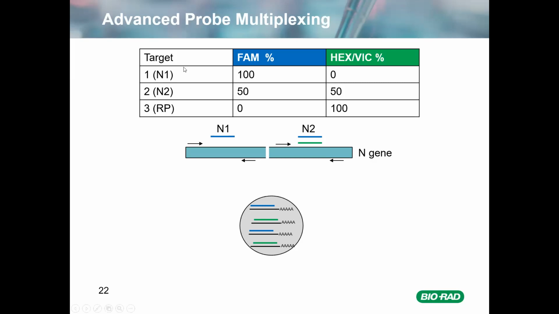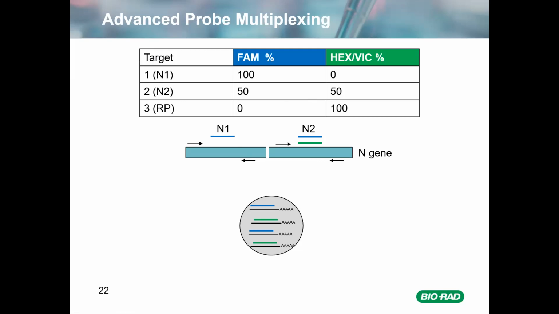So in this case, we've got our N1, our N2, and our RP gene, so target 1, 2, and 3. Now for target 1, which is N1, this is going to be 100% FAM. Okay, so the only probe in there is a FAM probe, and that's going to be amplifying for FAM fluorescence. Our target 3, which is RP, is going to be 100% HEX. So if you think back to the duplex assay that I showed, N1 and RP, or target 1 and 3, would be set up just like a standard duplex assay.